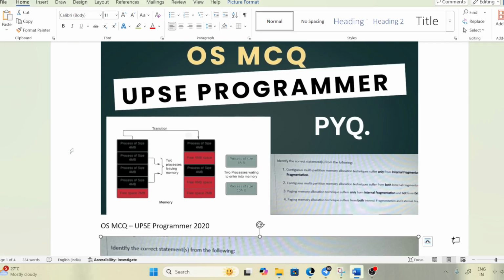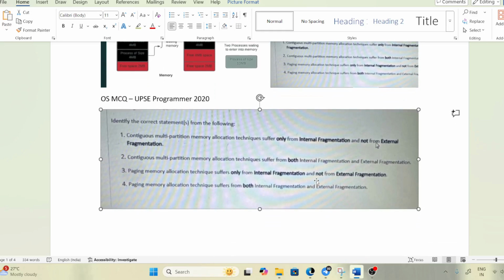So, this MCQ question was asked in UPSC Programmer 2020. And here is the question. If you want, you can take a screenshot of the question and solve it on your own. Then I will explain which answer is right and which answer is wrong.